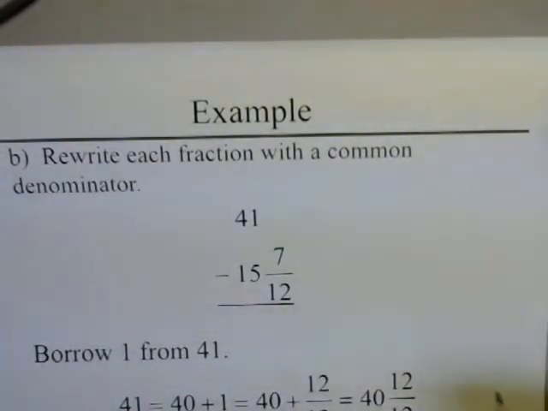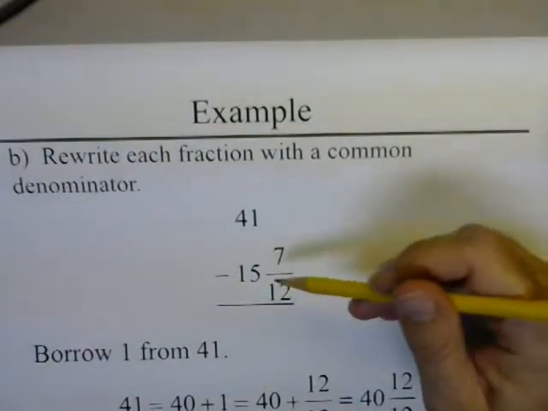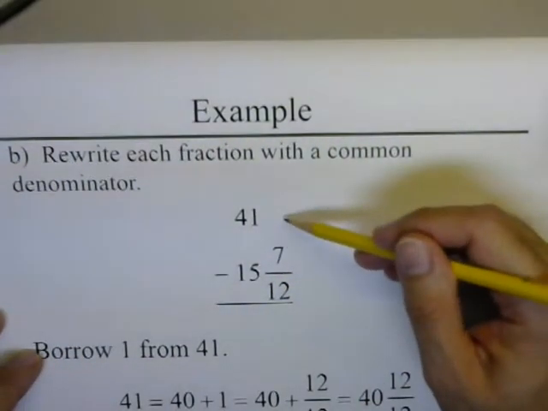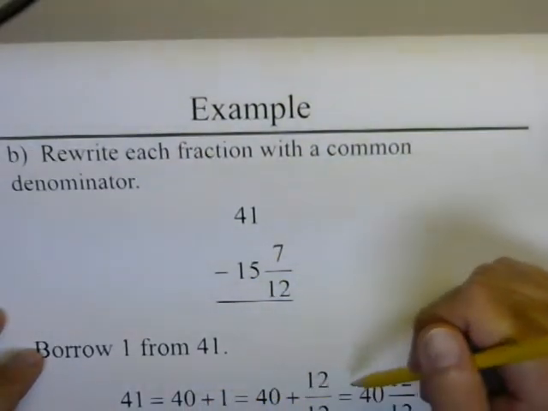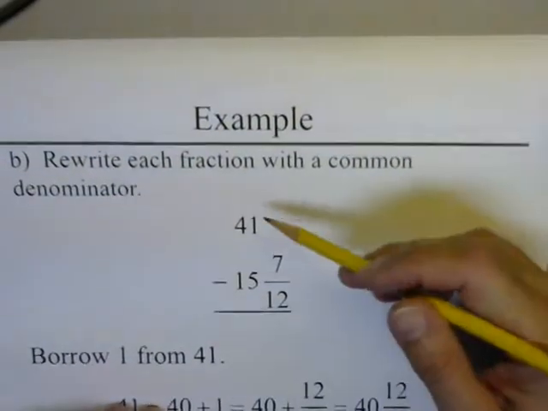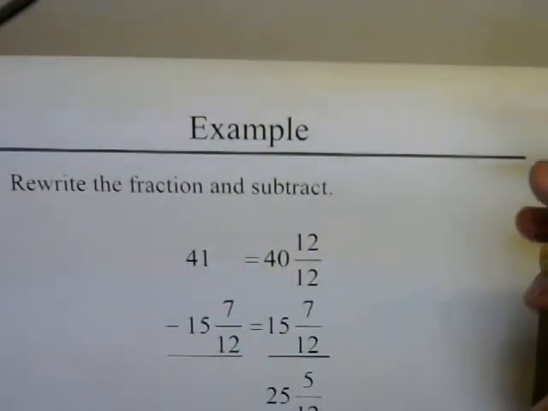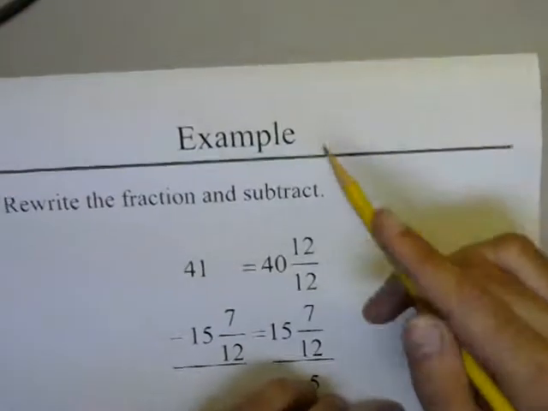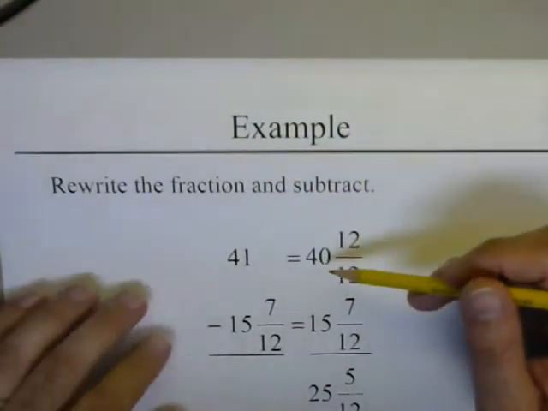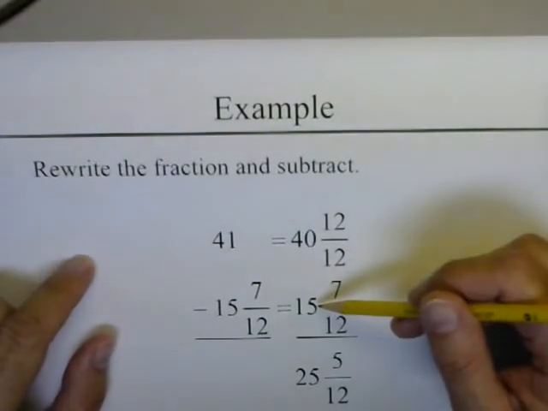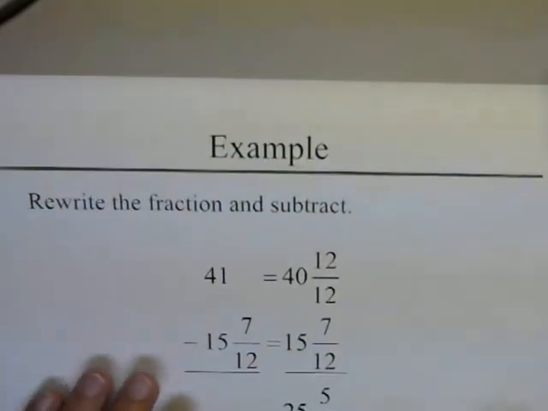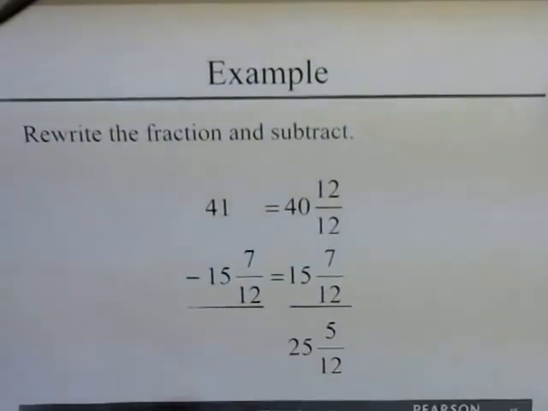For part B, we want to subtract 15 and 7/12 from 41. Again, there's nothing to subtract the 7/12 from, so we'll just borrow 1 from the 41 and write that as 40 plus 1, or 40 and 12/12. And then we'll rewrite the fraction and subtract. So you'll get 40 minus 15, which is 25, and 12/12 minus 7/12, which is 5/12. So you'll get 25 and 5/12.